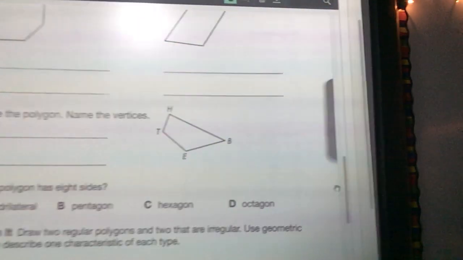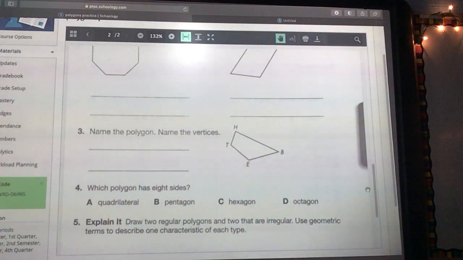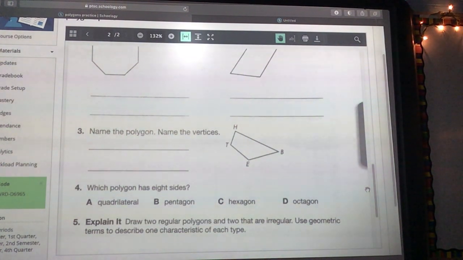I want to scroll down to one that I think could be a little tough. Number 3. Number 3, it says to name the polygon and name the vertices. So what is that polygon on number 3? Count the sides. Maverick? It's a quadrilateral. Good. Be more specific. Is it a regular quadrilateral, or irregular? You guys got me doing it now. Max? Irregular. Very nice. And then it says to name the vertices.